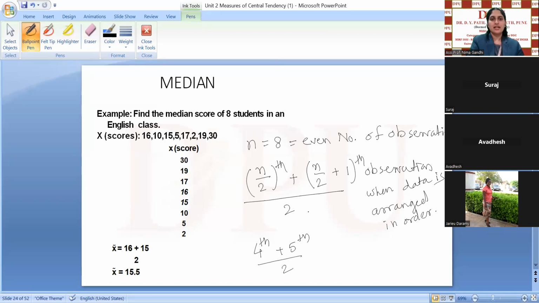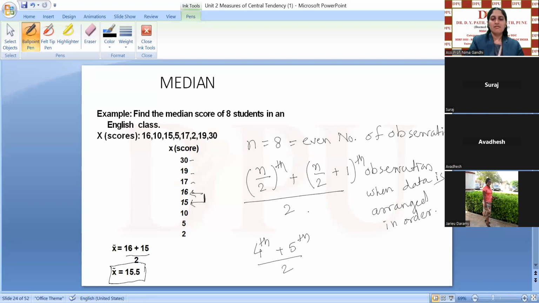So you have to arrange your data either in increasing order or decreasing order. So here I have arranged in decreasing order. So fourth observation, this is 1, 2, 3, 4. So this is fourth observation and this is your fifth observation. So when you take a mean of these two observations, you are adding these two observations divided by 2 and this is your answer 15.5. Okay. So your X bar is 16 plus 15 divided by 2. You are taking the mean of two middlemost observations and that is your median. So in this case, your median is 15.5.